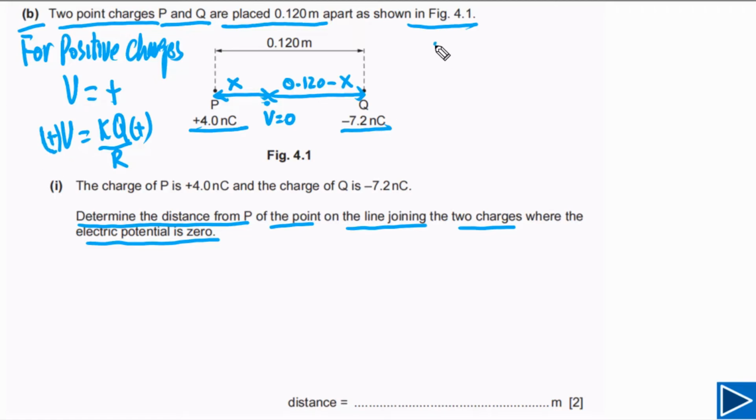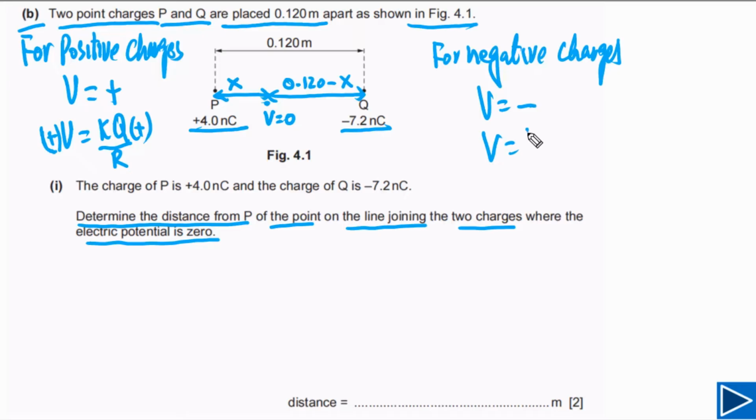Very important point. For negative charges, potential is negative. Why is V negative? Because V is equal to KQ divided by R. If Q is negative, it means V is also negative. So simply we can say positive charges produce positive potential and negative charges produce negative potential. Very important point. Now let's try to answer this question.